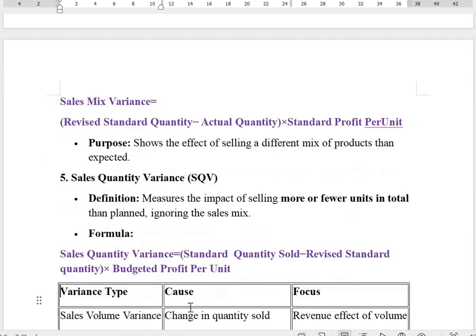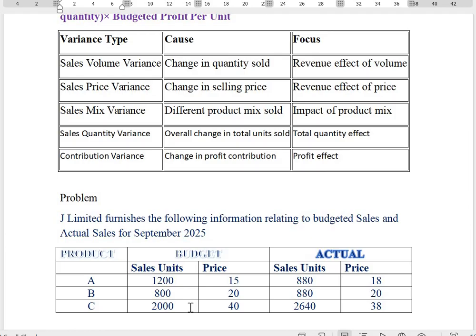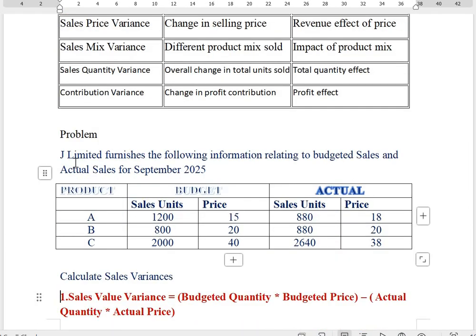Now we'll see the problem related to the sales variance based on the value. In this problem, a particular company, J Limited, furnishes the following information related to budgeted sales and actual sales for September 2025. Here they have given 3 types of products that are sold: A, B and C.